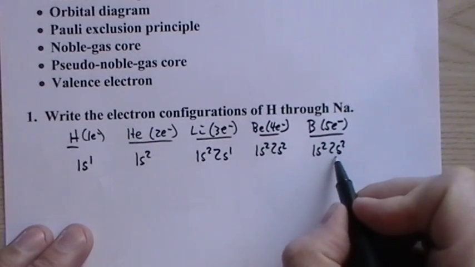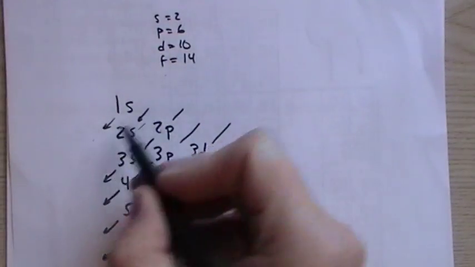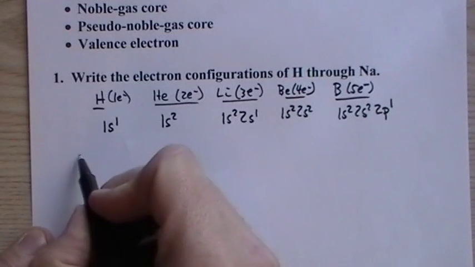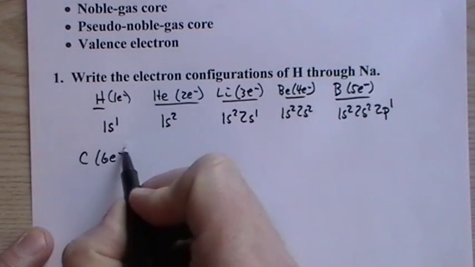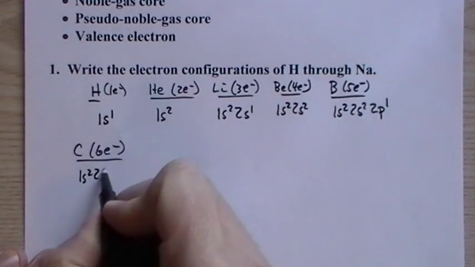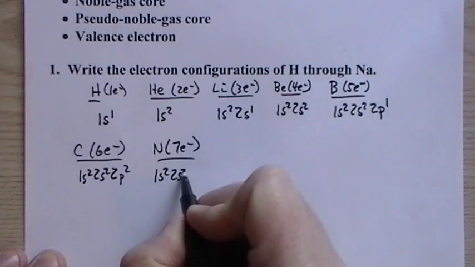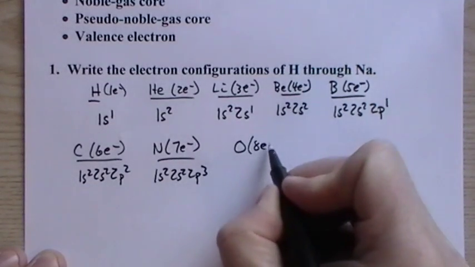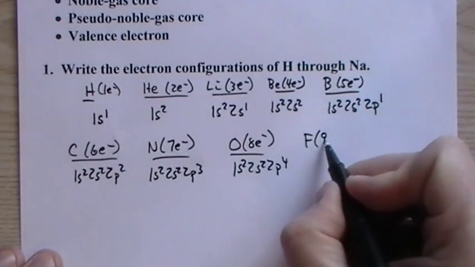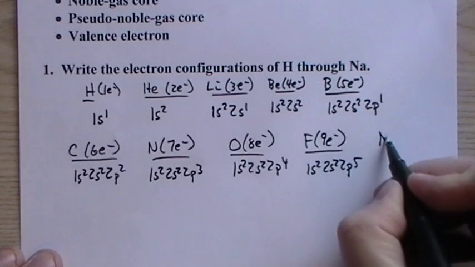We filled up the first energy level. We filled up this subshell for the second energy level, so we get a 2p1. So 1s2, 2s2, and then we go to here, 2p1. Now the p orbitals can have 6 electrons, so we just keep adding them. So this is 1s2, 2s2, 2p2. Nitrogen has 7 electrons: 1s2, 2s2, 2p3. Oxygen has 8 electrons: 1s2, 2s2, 2p4. If you get the full idea of this, that's fine. Just follow along or fast forward, whatever you have to do. 2p5. And then we have neon.